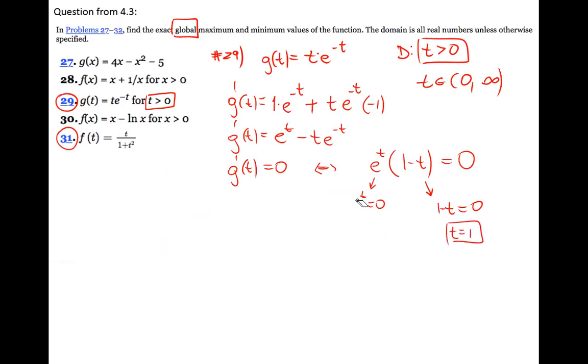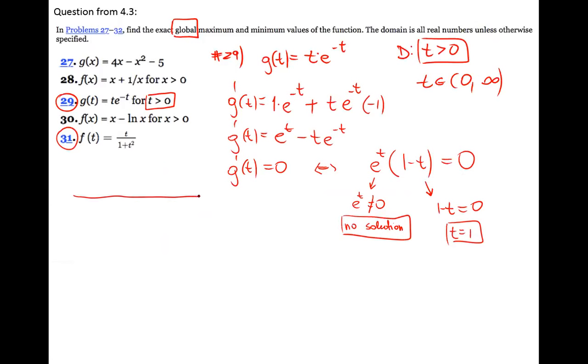Do you think e to the power of t, do we have a situation that this will be 0? Like e to the power of any number is never 0. That we have no solution on this side. Okay, that means 1 is greater than 0, is in the domain. This is the only critical point.